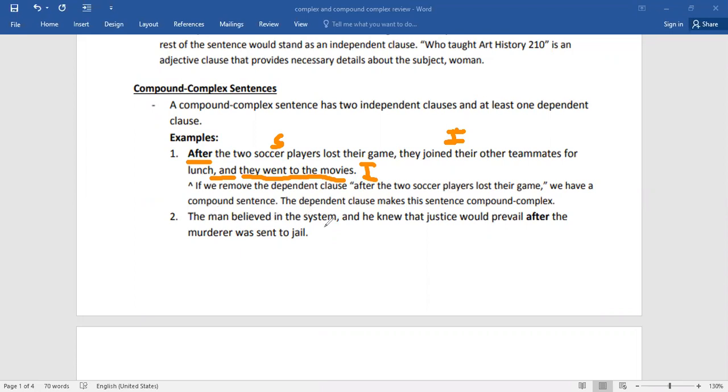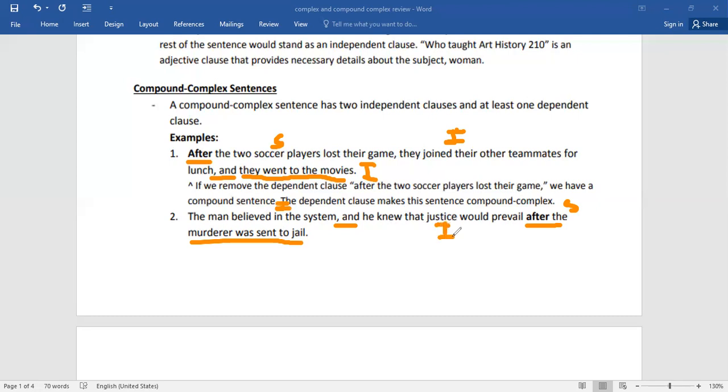The man believed in the system, and he knew that justice would prevail after the murderer was sent to jail. After the murderer was sent to jail, this is my subordinate clause. We can tell that this is subordinate because it starts with after, and after is my subordinate conjunction. We also have a comma and, which is joining two independent clauses. The first one is the man believed in the system. This is my first independent. My second independent would be he knew the justice system would prevail. This is my second independent.